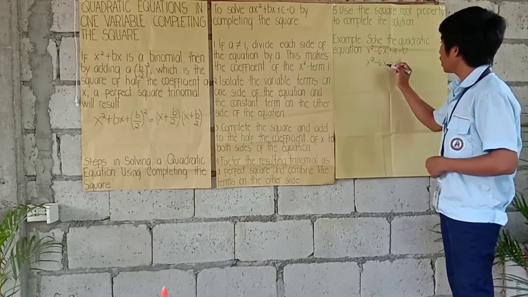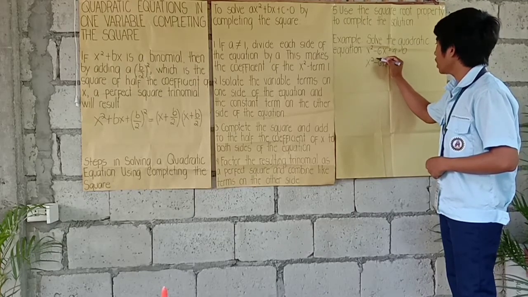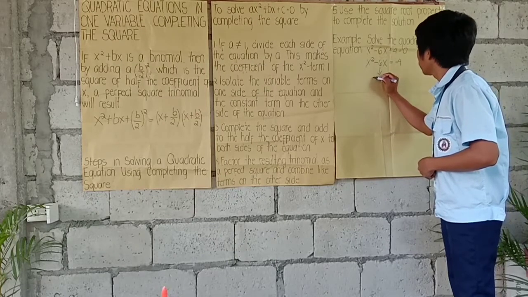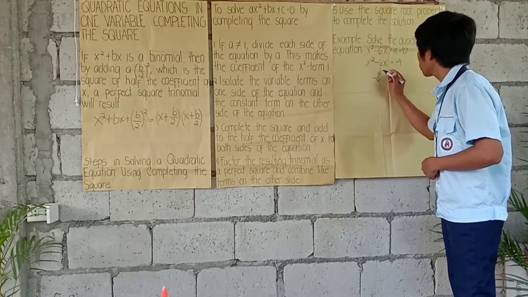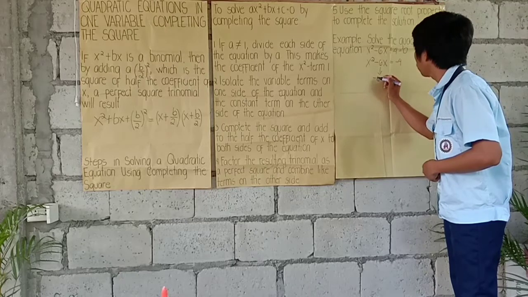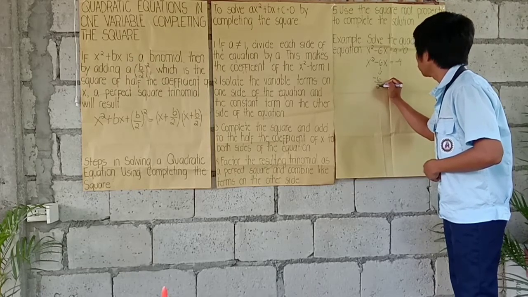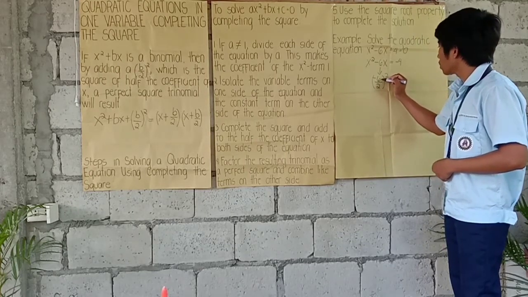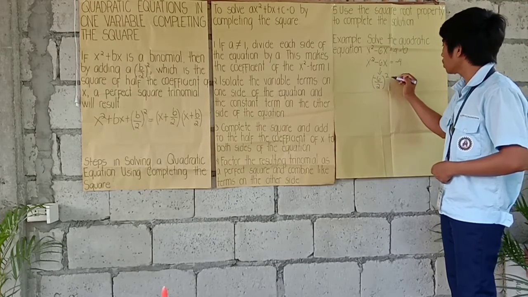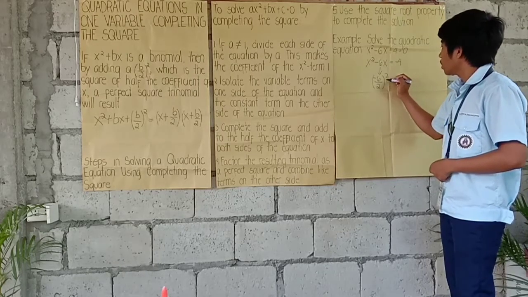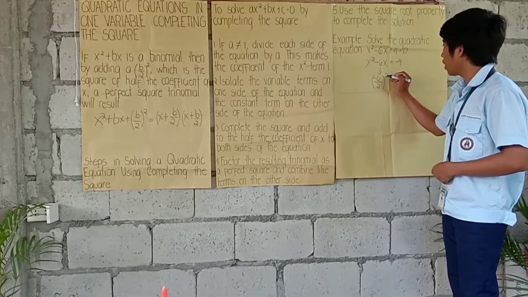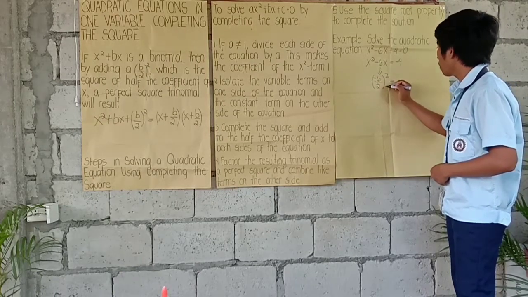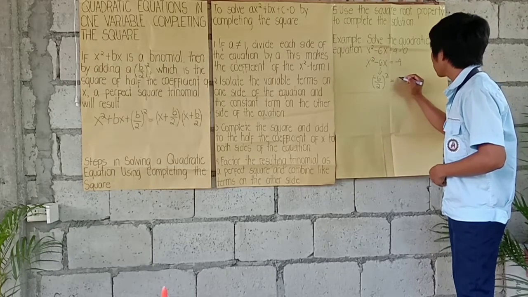So, yung negative 6, kukunin natin yung half niya. So, magiging (negative 6 over 2) quantity squared. So, negative 6 divided by 2 is equal to negative 3, then squared, so positive 9. So, negative times negative, positive. So, magiging positive 9.